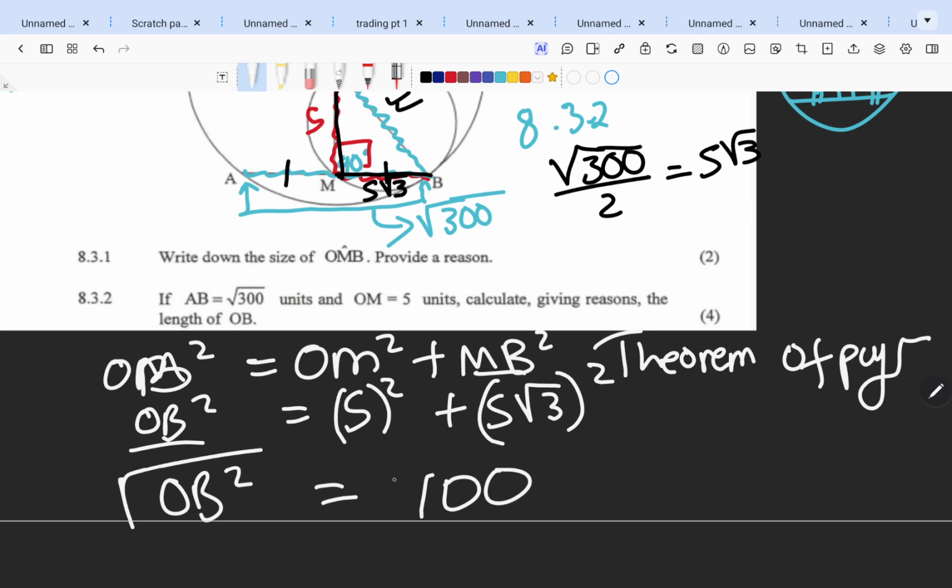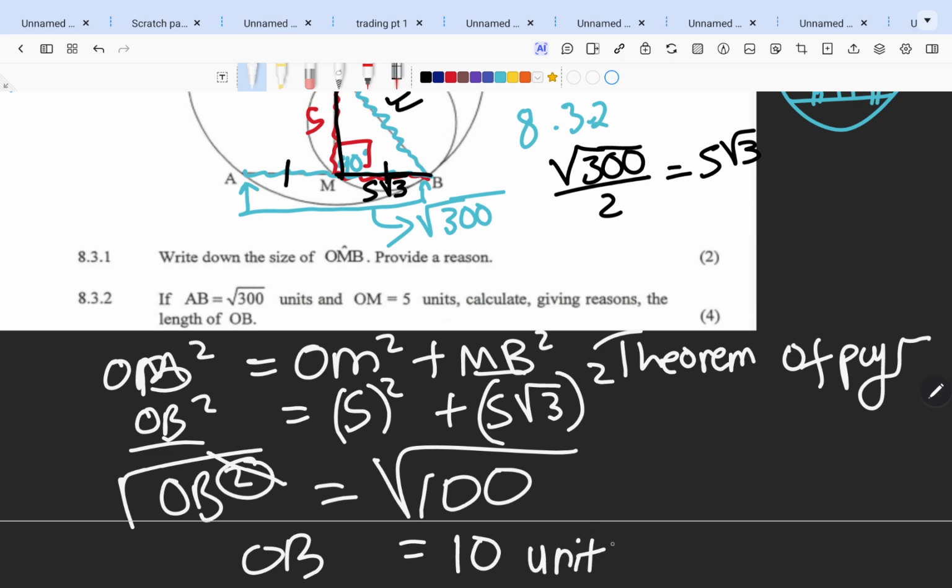Then I'm going to kill this little baby too because I don't want it. They said that we should find the length of OB, not the length of OB squared. So I'm going to kill it by square rooting both sides, and then these and these are gonna die, and OB is equal to the root of 100, which is 10. So OB is 10 units. We're done, just like that.